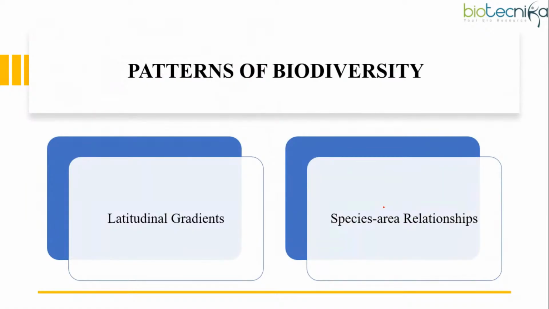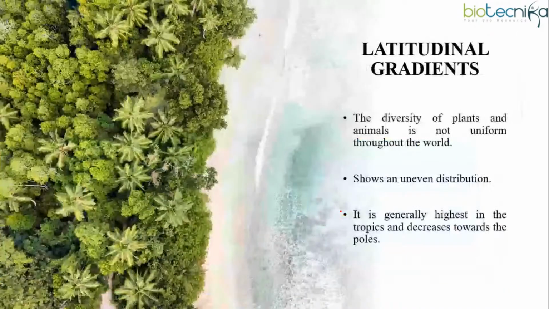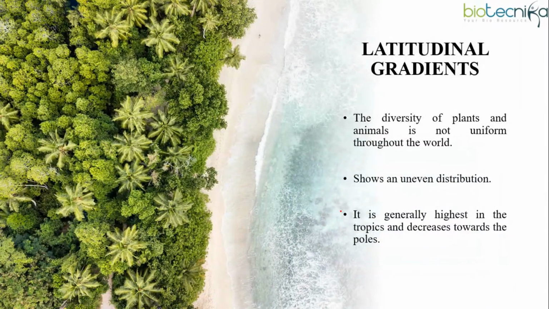Now moving on to patterns of biodiversity. There are two patterns of biodiversity. One is latitudinal gradients, another is species-area relationships. So what are latitudinal gradients? For many groups of animals or plants, there are interesting patterns in diversity, and the most well-known is the latitudinal gradient in diversity.